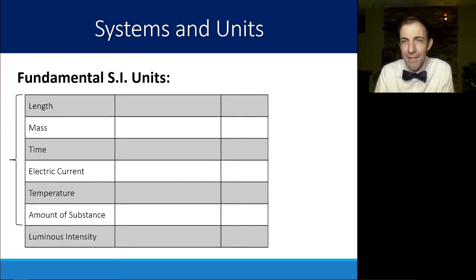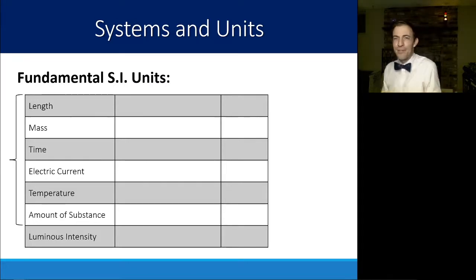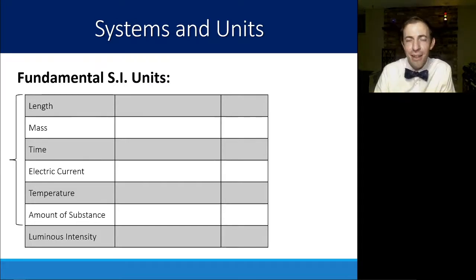Now, there are 7 what we call fundamental SI units. SI is an abbreviation here for Système International, which is our international system of units. Now, these 7 are going to be really important, and you need to know all of them. It's very likely that you will be asked a question about these 7. Now, looking at this list, some of these are actually things that you probably recognize and have seen before.